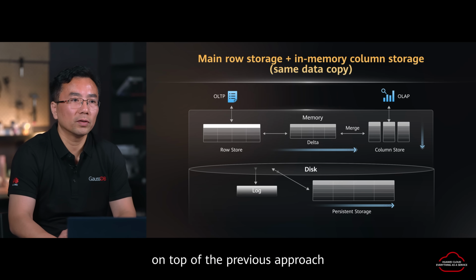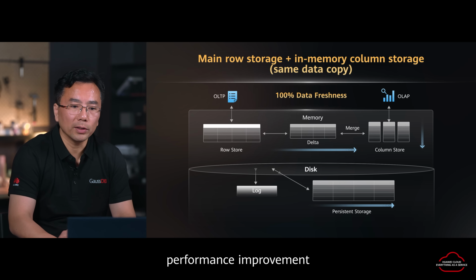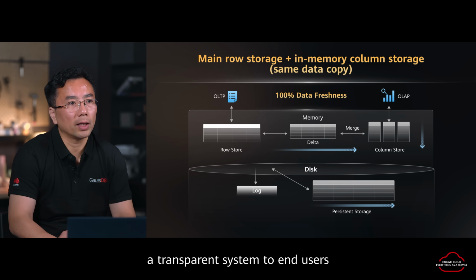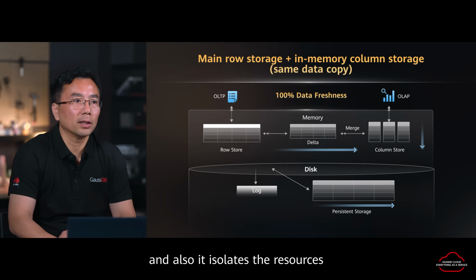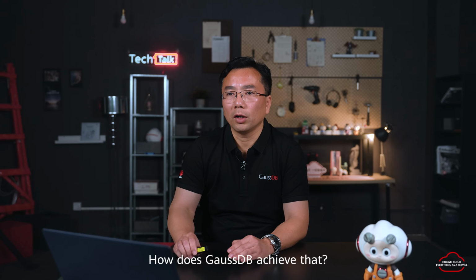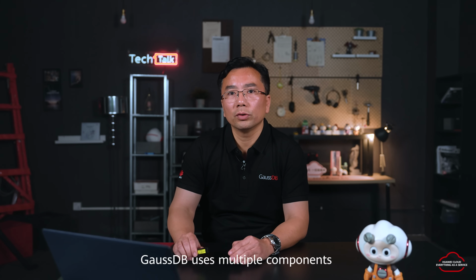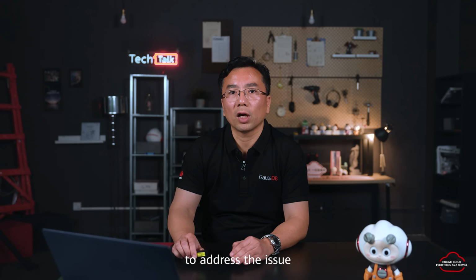GaussDB, on top of this previous approach, provides 100% data freshness, performance improvement, and a transparent system to the end user. Also, it isolates the resources from two different types of workload. How does GaussDB achieve that? Let's take a deep look. GaussDB uses multiple components to address the issue.